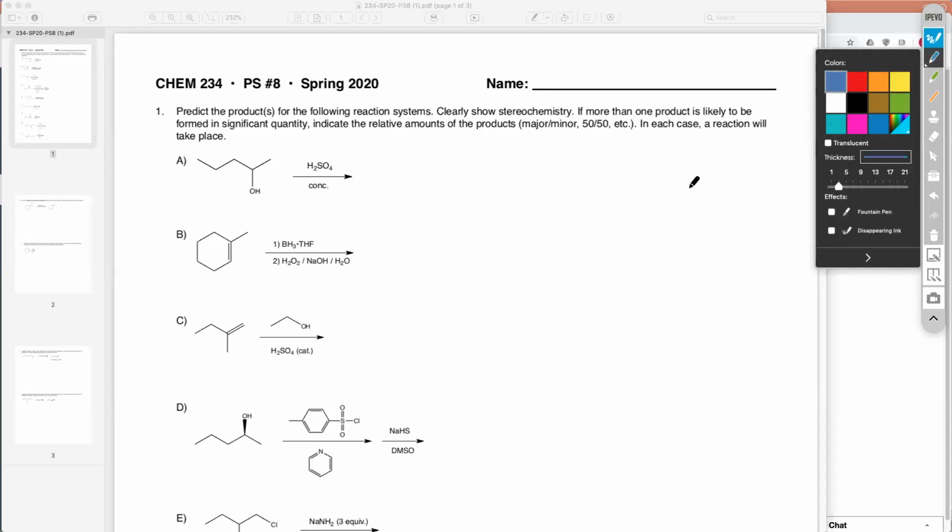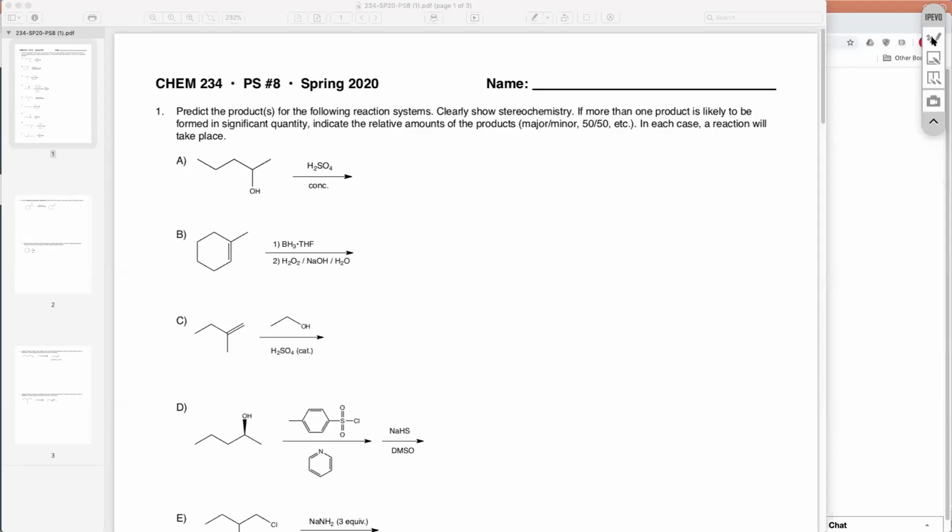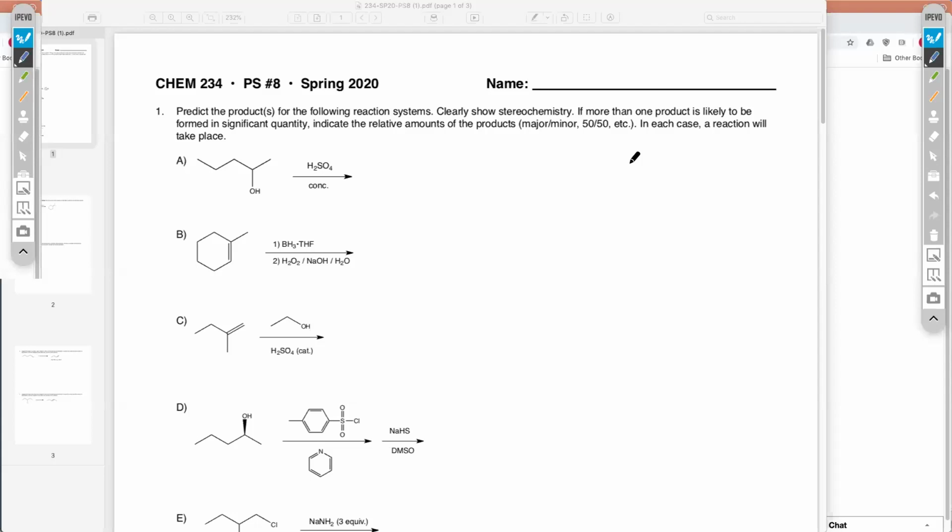So let me get a darker blue. Okay, so this one here should just be a very standard E1 elimination. So you are going to get, as your major product, this right here. But your minor products would be the cis isomer of the disubstituted and then the monosubstituted isomer.